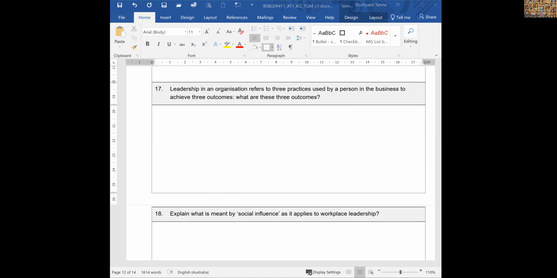Right. Leadership in an organization refers to three practices used by a person in the business to achieve three outcomes. What are the three outcomes? Number one, positively influence the thinking and actions in others. So what are the outcomes you are expecting? Positivity. Follow the lead, follow the leader.